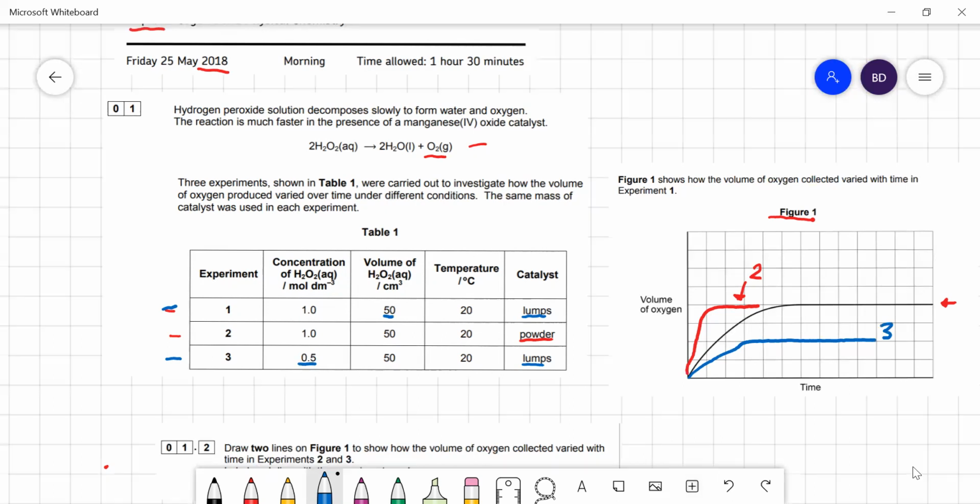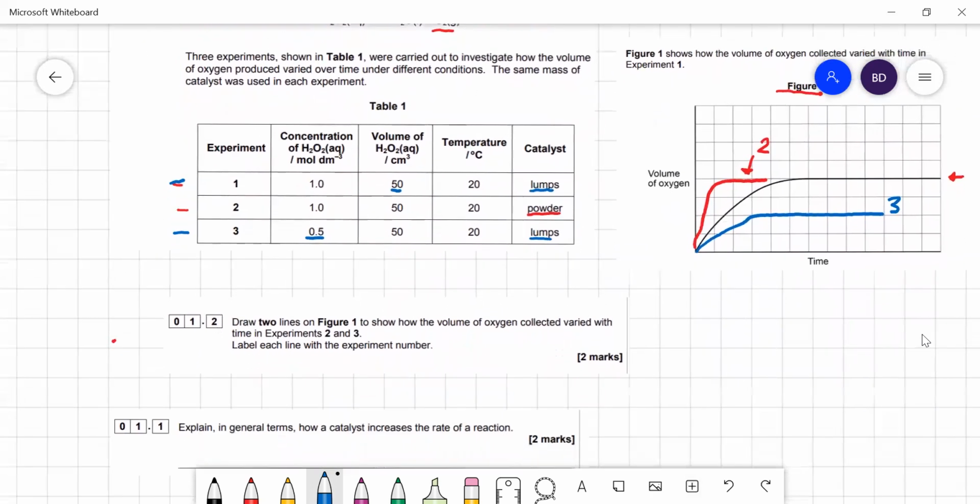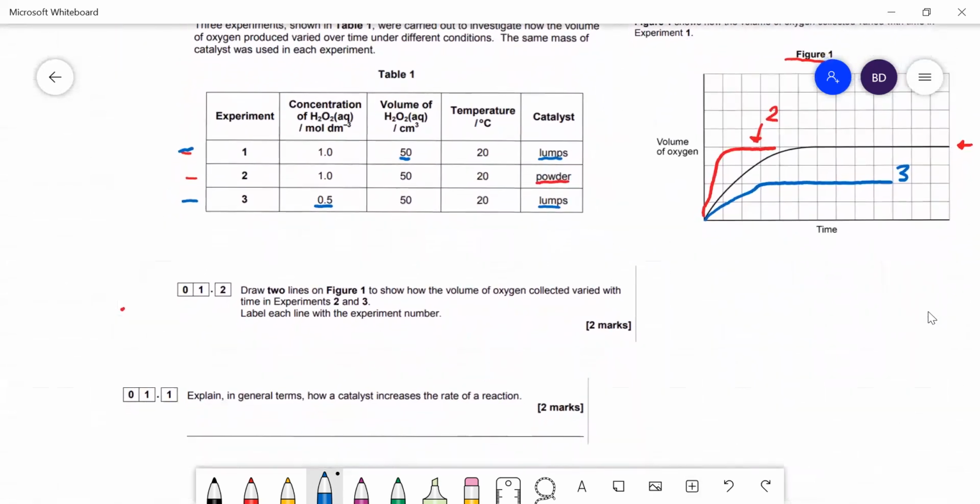Okay, so now let's go to question 1.1, sorry. Explain in general terms how a catalyst increases the rate of reaction for 2 marks. Well, all I want you to say is, 1 mark, it provides an alternative route, an alternative mechanism, if you like, with lower activation energy. So that's a fairly standard question.